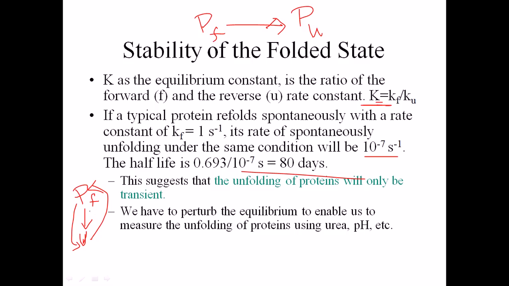So a protein can fold really quickly, as we can see in this case, but unfolding needs 80 days under the same condition. That is a very important assumption in this case. That again suggests that the unfolding of the protein will only be a transient state. Most of the time the protein is present in the folded state. That is the desired state, that is their nature.